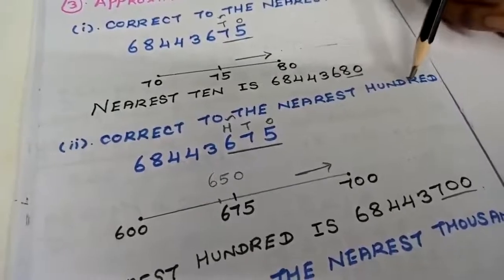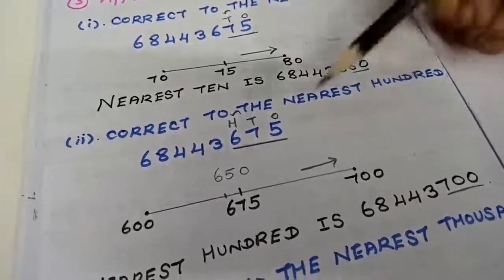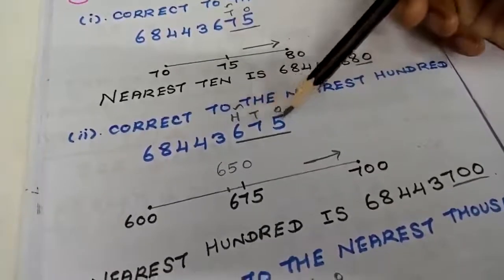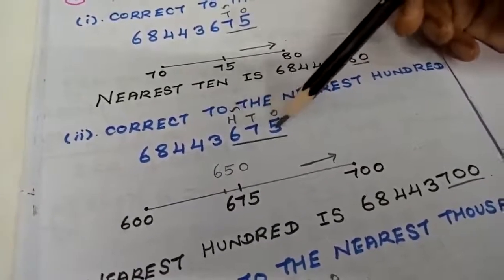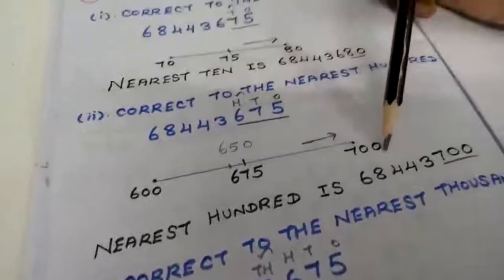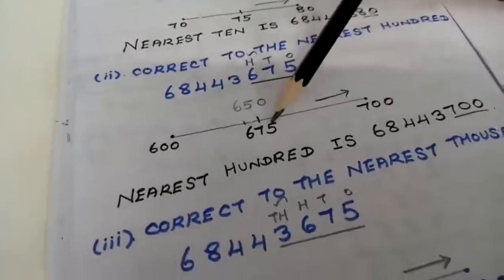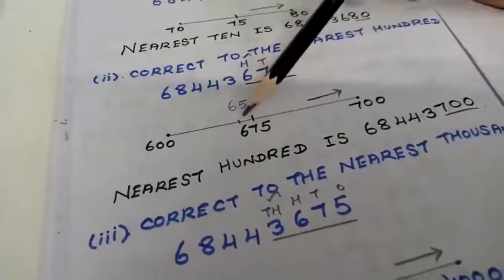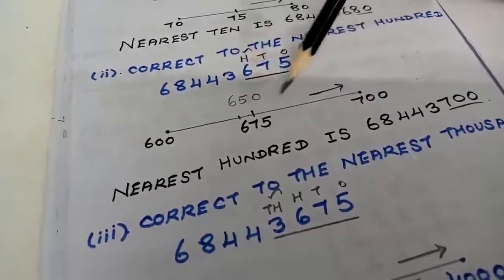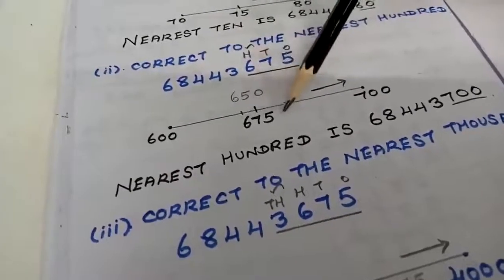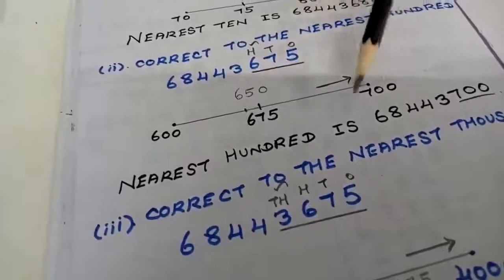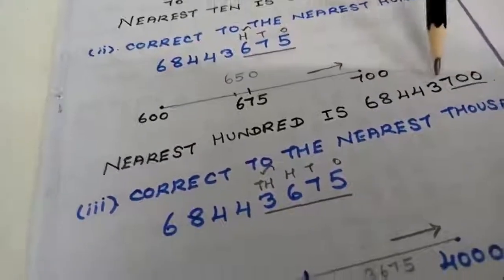Similarly for 100, if you are going to take the nearest 100, you look at the hundreds place. What is the number? 6. The remaining 2 digits put as 0. So it will be 600. 600 to 700, I am going to take the range. The middle value is 650. Between 650 and 700, you will have the number 675. So the nearest 100 here is 700. So the nearest 100 I have underlined here is 700.